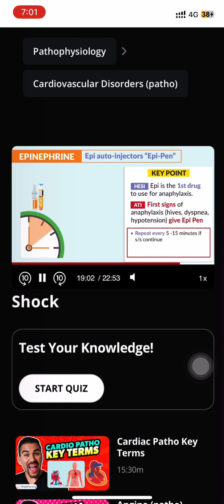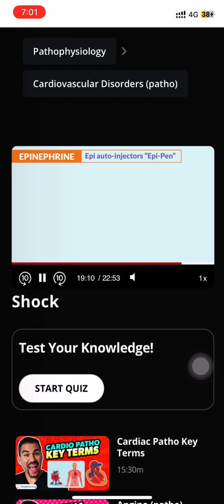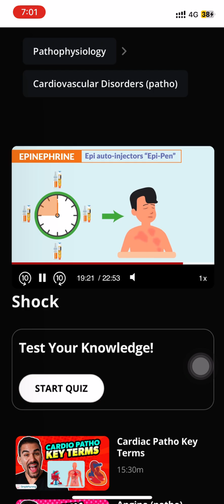We repeat every 5 to 15 minutes if the signs and symptoms continue. And we repeat epi until the signs and symptoms resolve. So we keep on repeating epi until those signs and symptoms go away. Then we give the other medications. And in the NCLEX world, we just keep on giving this drug forever until those symptoms resolve.